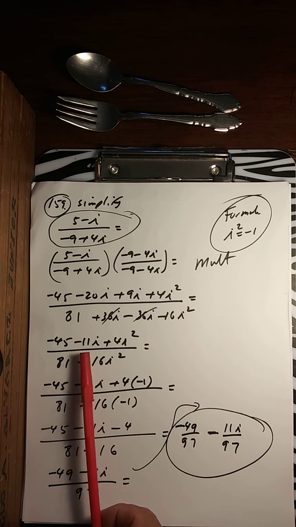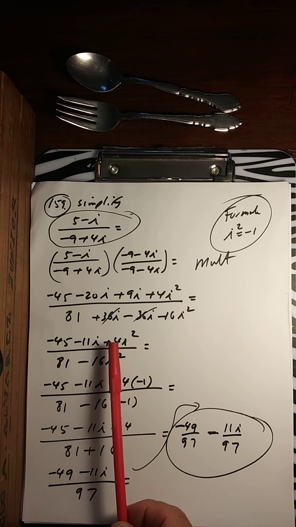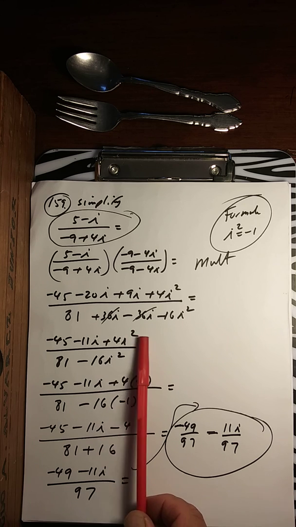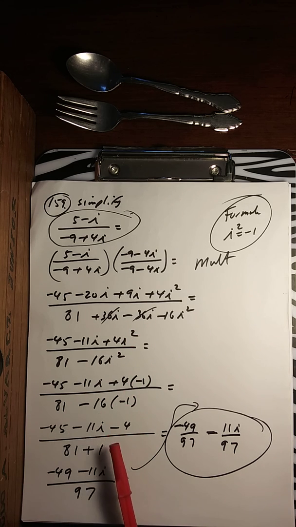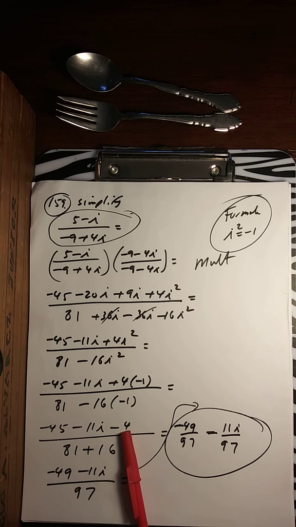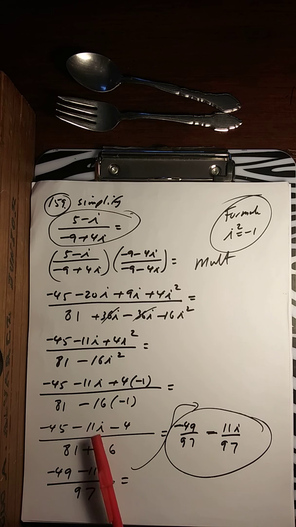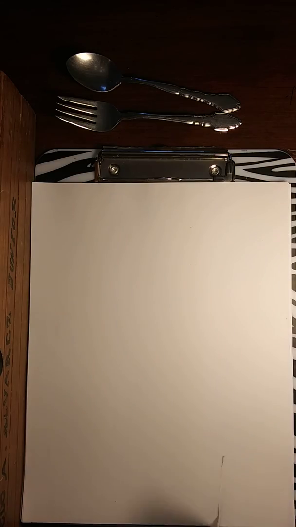So we have negative 45 minus 11i plus this. Change this. i squared is negative 1. Negative 1 times that. Negative 1 times that. So we have negative 45 minus 11i minus 44. It's negative 89 minus 11i over 97. So negative 49 over 97 minus 11i over 97. That's it for that part.